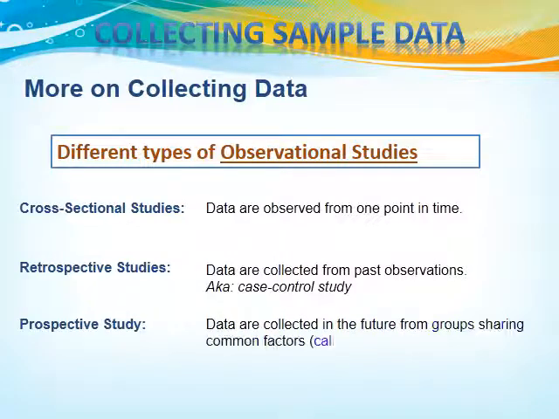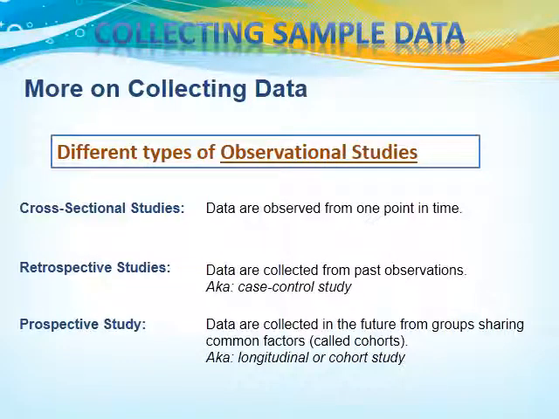And a prospective study is data collected in the future from groups sharing common factors, also called a longitudinal or cohort study. Generally, we want to compare something in people today versus something in people tomorrow. A study might look at some children when they're 10, and suppose we're talking about cancer rates. It finds out how many of them have a certain type of cancer, then in 10 years follows up and looks at how many of them have cancer, and then follows up again 10 years later. So this is an example of a prospective study.